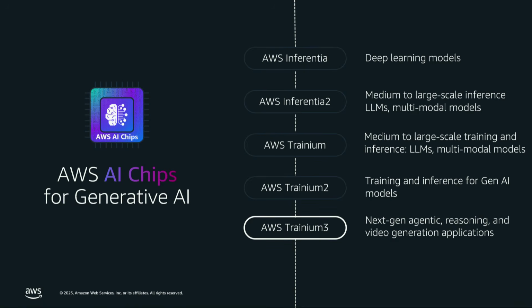Since then, we've actually released the second generation, Inferentia 2. And maybe more interestingly, we've also released 3 versions of the AWS Trainium chip, with the third generation launching just yesterday. So AWS Trainium is actually a more powerful chip, capable of being used for distributed training as well as inference.